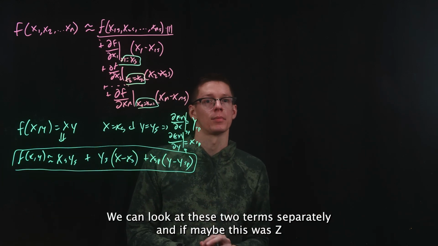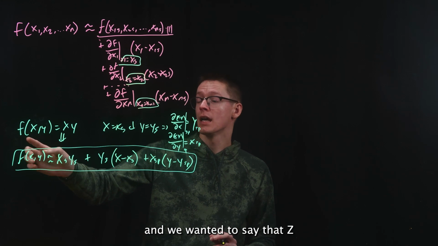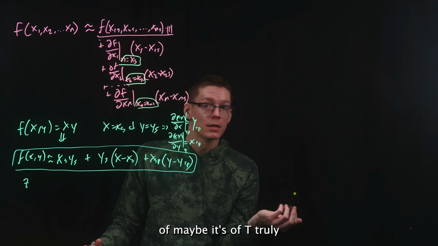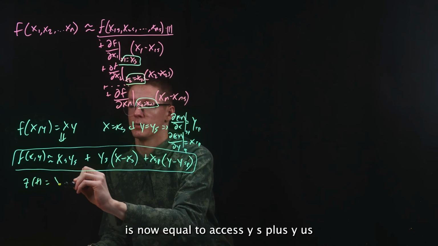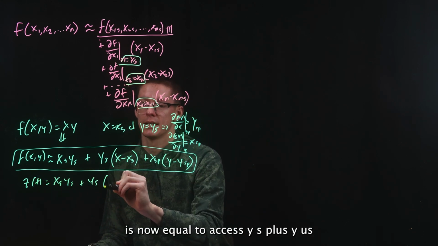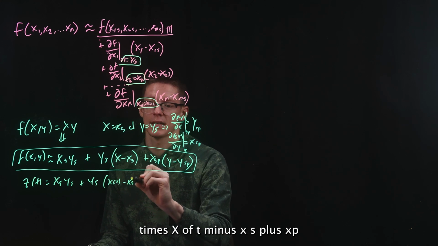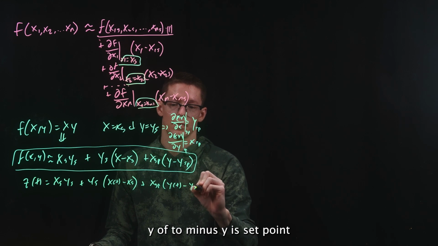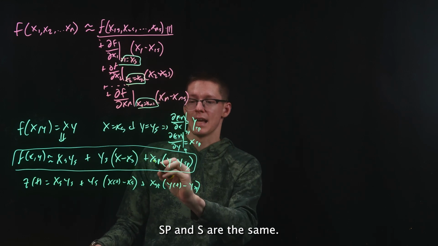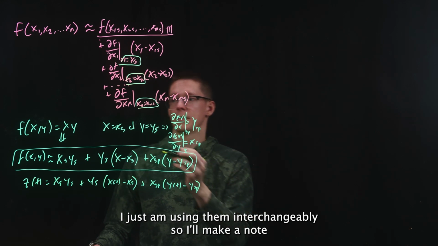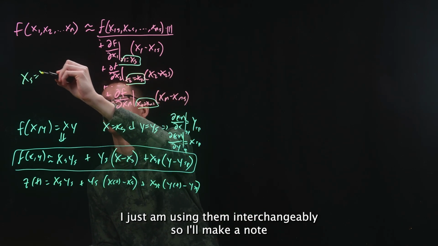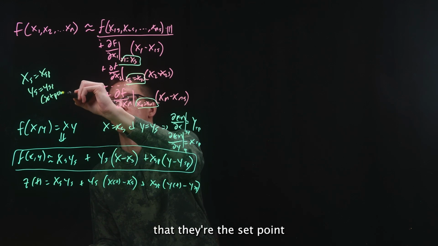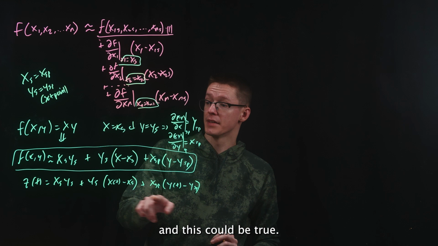We can look at these two terms separately. And if maybe this was z, and we wanted to say that z of t is now equal to xs ys plus ys times x of t minus xs plus xsp times y of t minus ys set point. Sp and s are the same. I just am using them interchangeably, so I'll make a note that they're the set point. And this could be true.